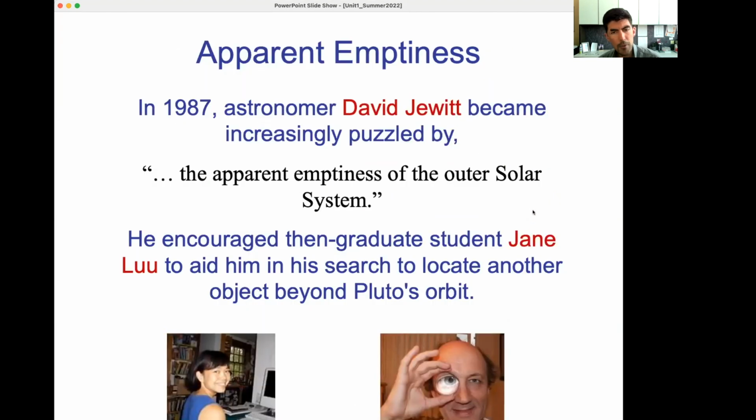However, astronomers were not content with only discovering Pluto. Back then, they did not know about all of the Kuiper Belt objects that existed in the outer solar system. And there was this apparent emptiness of the outer solar system. This led astronomers Dave Jewitt and his graduate student Jane Luu to begin to investigate what else existed out in the outer solar system past Neptune that could be an object just like Pluto.